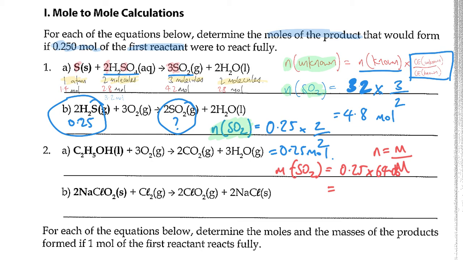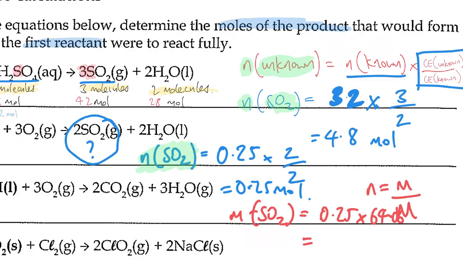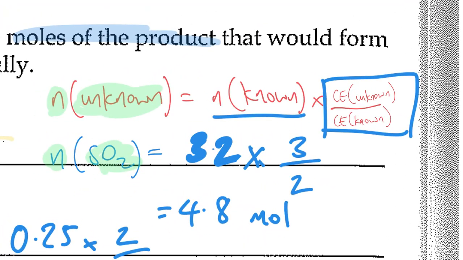Okay? So, happy with the idea that this is the equation that you have to know. The number of moles of unknown is equal to the number of moles of known times the coefficient of the unknown over the coefficient of the known. You have to show that working when you do your working out, and then you can work out the mass from the moles later on.